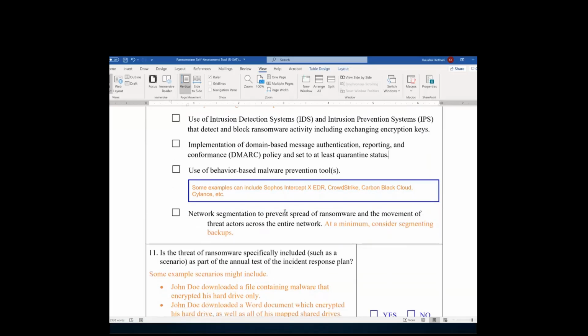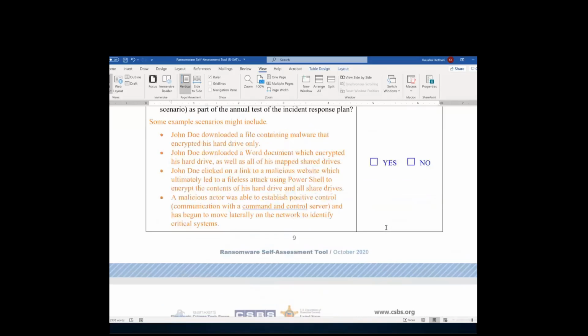I've given some examples. And then network segmentation. As a community bank, it's going to be really hard to segment the entire network. Some have achieved it, but it's a costly process. So if anything, at least segment the network backups. These are all different controls.